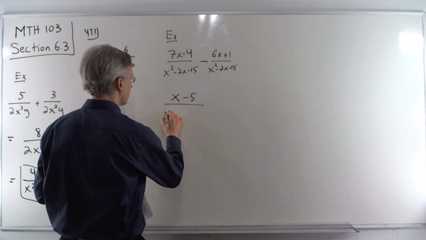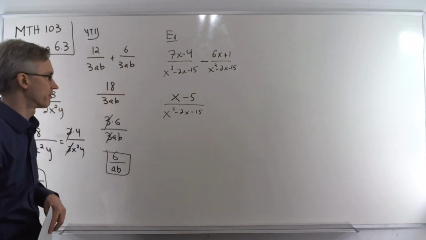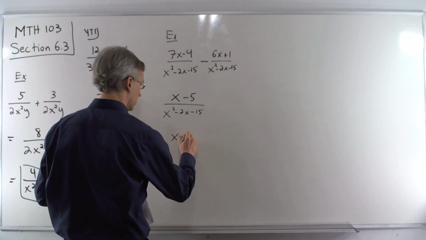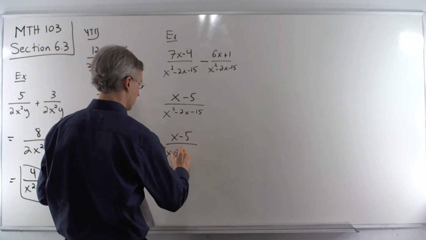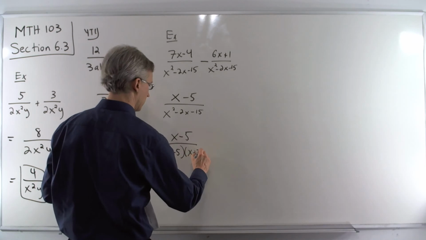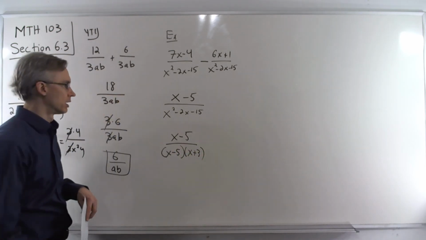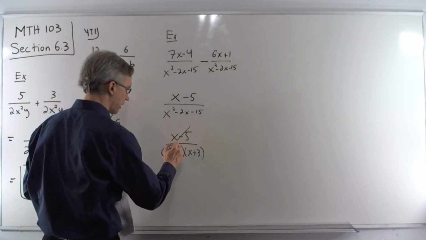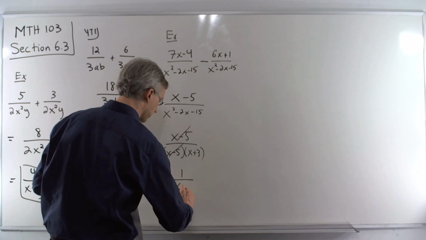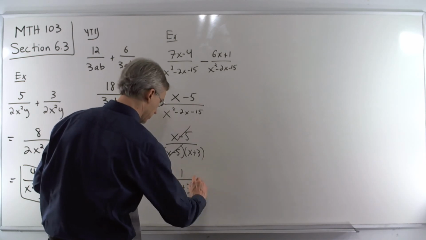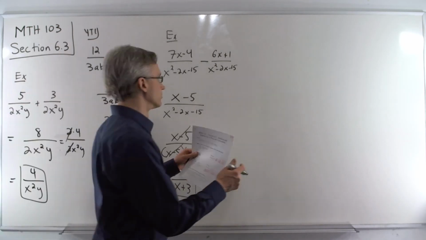Denominator stays the same. Right now I'm going to factor the denominator. And that factors into x minus 5 times x plus 3. Now I've got matching binomials on top and the bottom, so we'll cancel those. This remains in the denominator, 1 over x plus 3. Your turn, number 2.